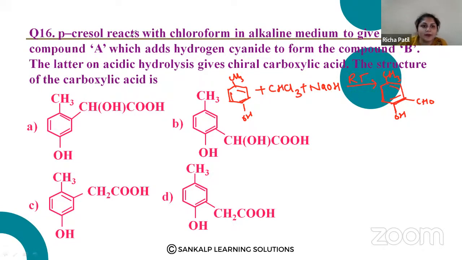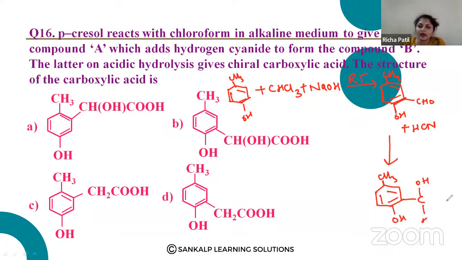So paracresol reacts with chloroform in alkaline medium to give compound A. So this is our compound A. Now to this compound A, we are going to add HCN. Where does HCN add? This is CH3, and here it is OH. Across this carbonyl group, across the double bond, H and CN get added. This gives you compound B.